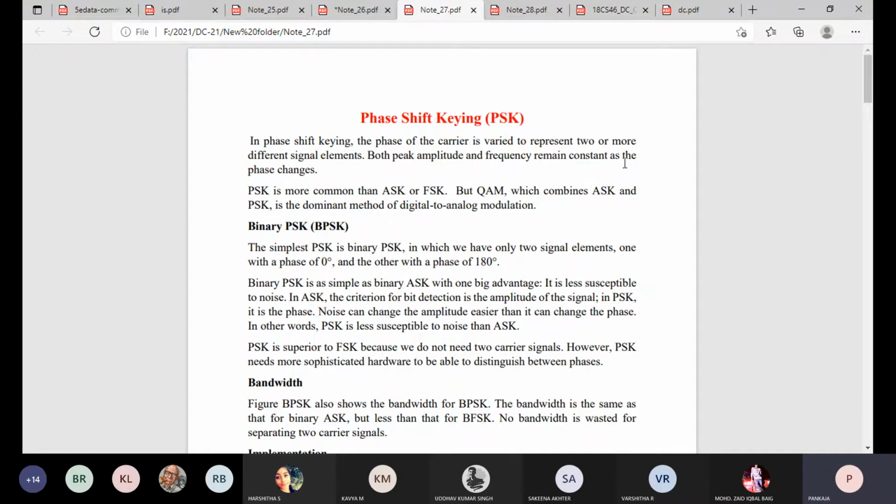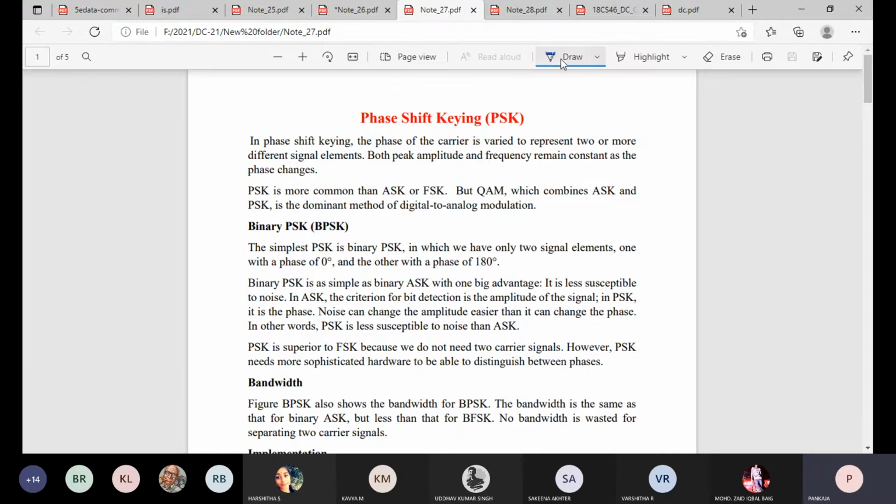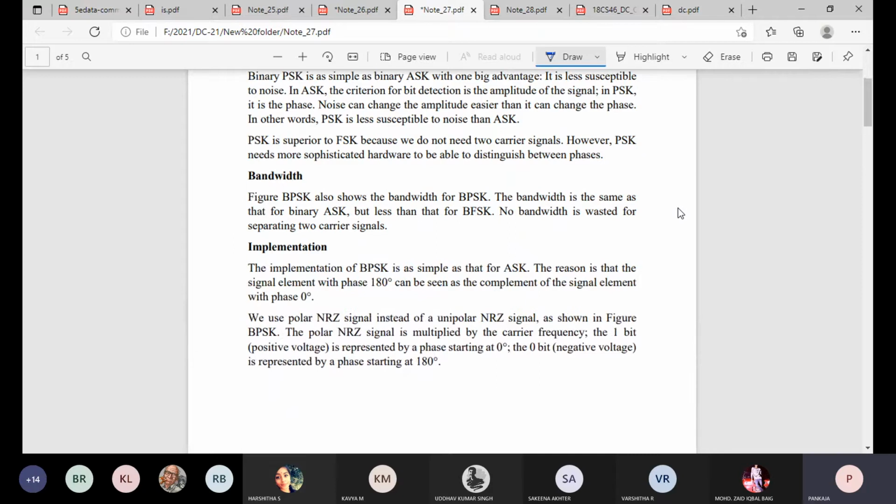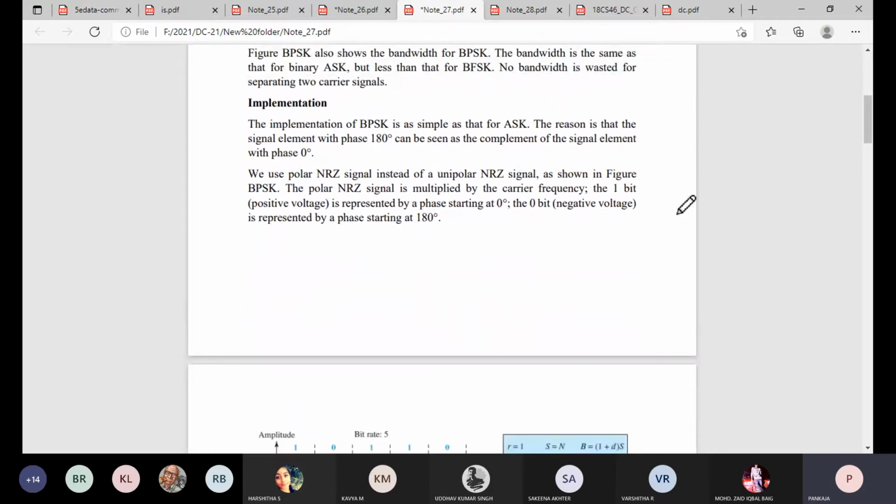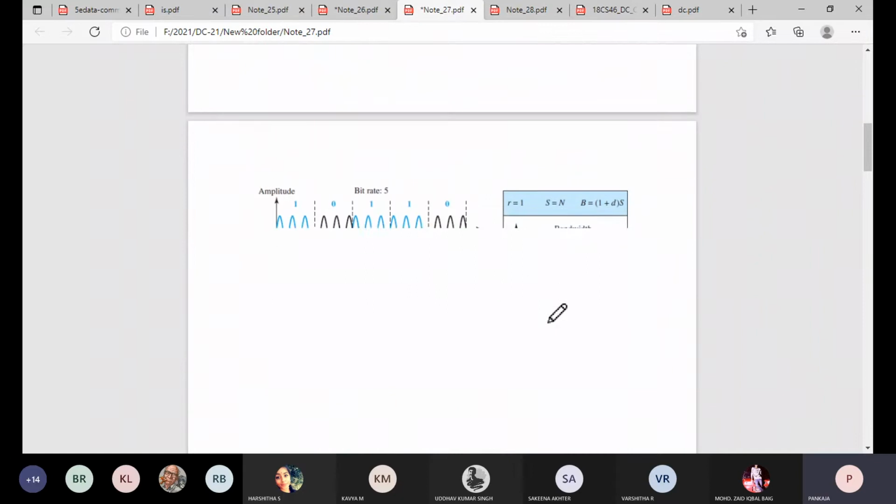Here we mainly discussed binary PSK, where we consider two bits of information, 0 and 1. Bit 0 is represented with 0 degree and 1 is represented with 180 degree. If this is the case, how does the diagram look? One important thing to remember is that the input, the digital signal, is considered as a polar NRZ signal.